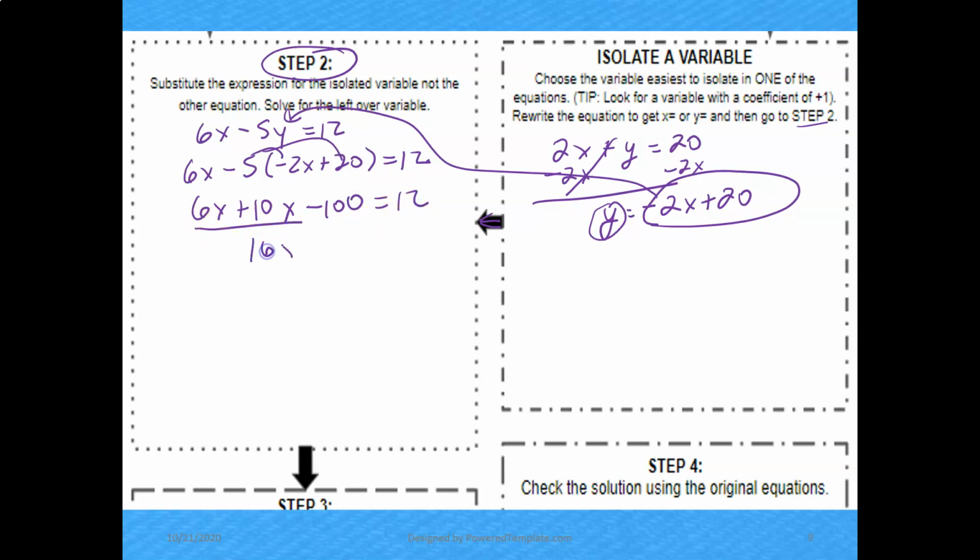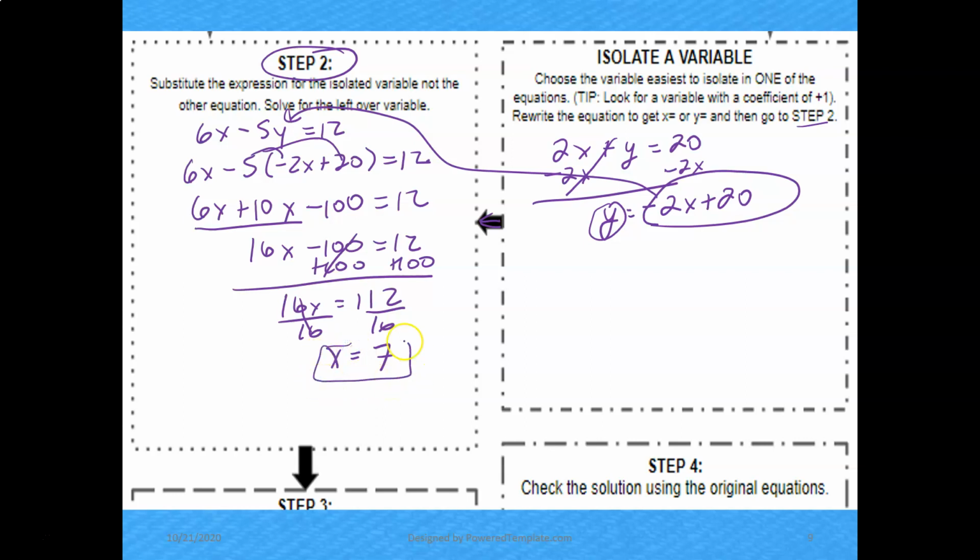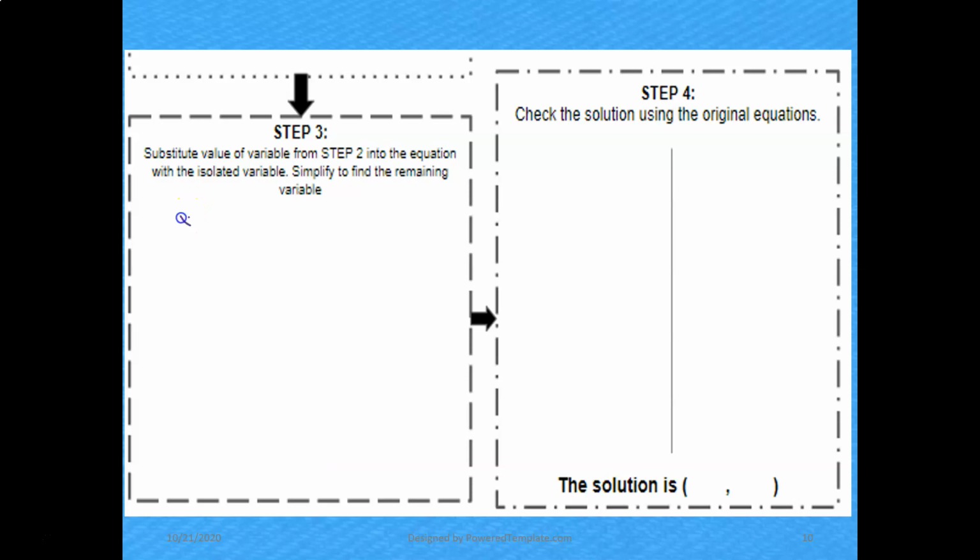Combine like terms, I get 16x minus 100 equals 12. Add 100 to both sides, and I get 16x equals 112. Divide by 16, and x in that case would equal 7. For the next step, I remember that x is positive 7. I go down to step 3. So I said x was 7. In step 3, I take one of my equations. Now I'm going to go back to that first one.